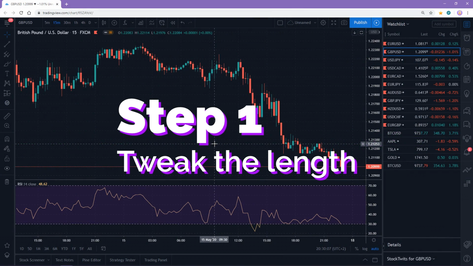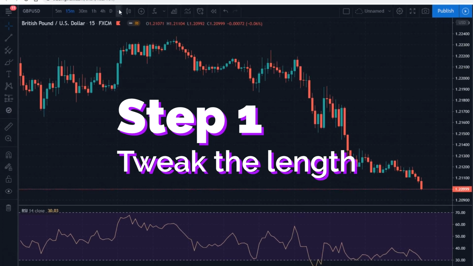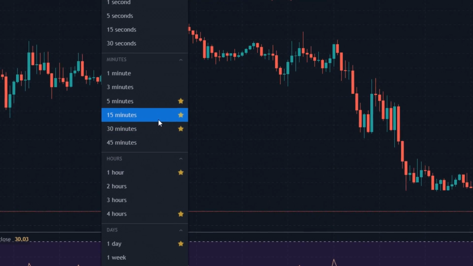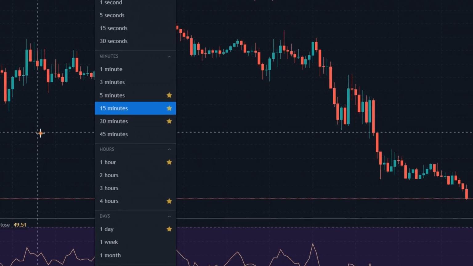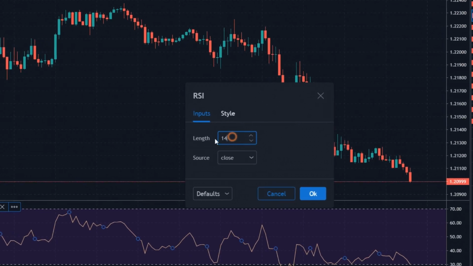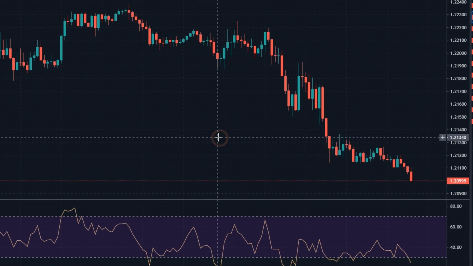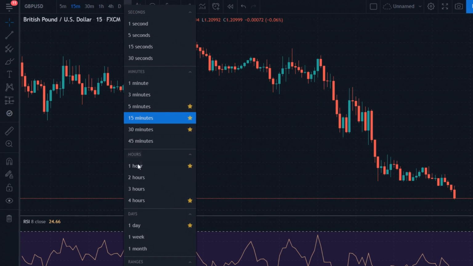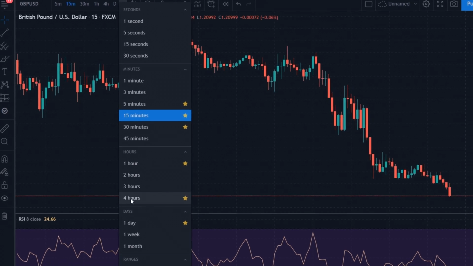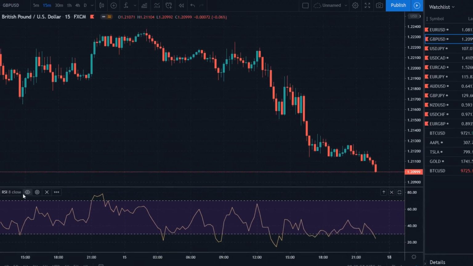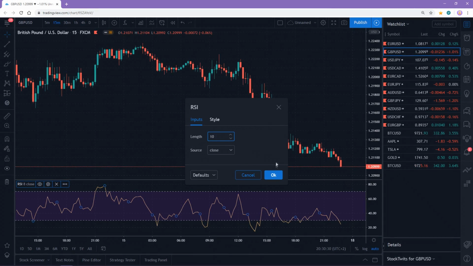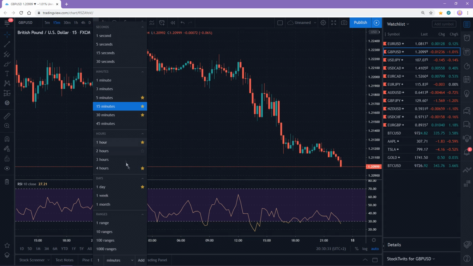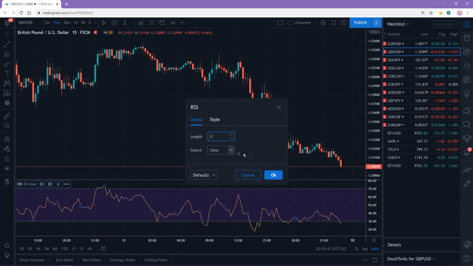Step 1. Tweak the RSI length. If your preferred timeframes are below 1 hour, to be more precise 5, 15 or 30 minutes, tweak the length of the relative strength index from 14 to 8. If your preferred timeframes are above 1 hour, let's say 1 or 4 hours, use the 10 days length. The standard parameter 14 should be used in higher time frames such as 1 day, 1 week or 1 month.